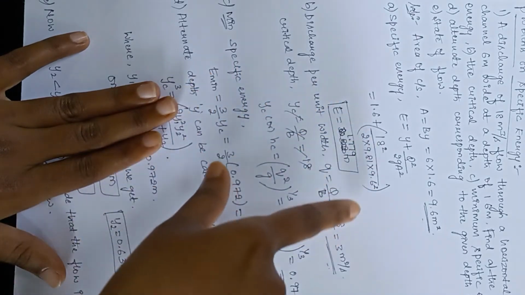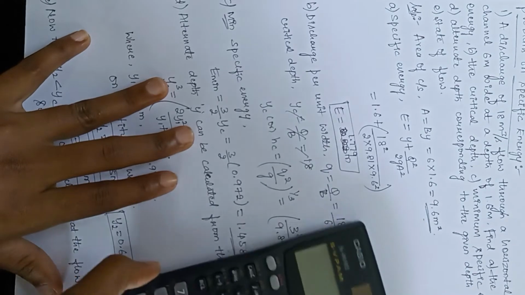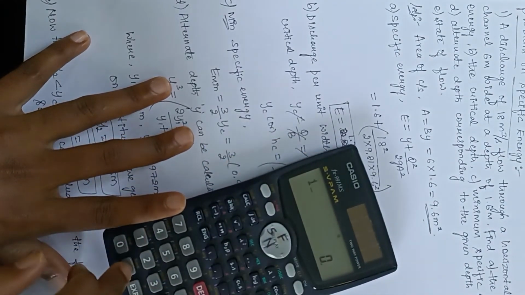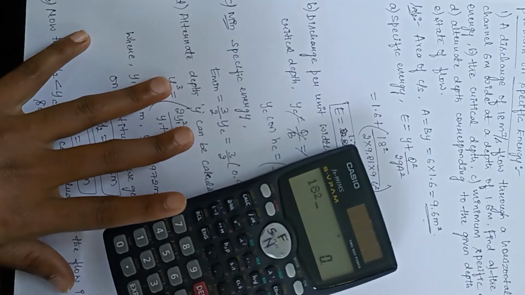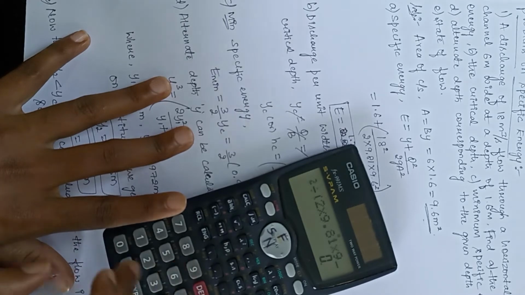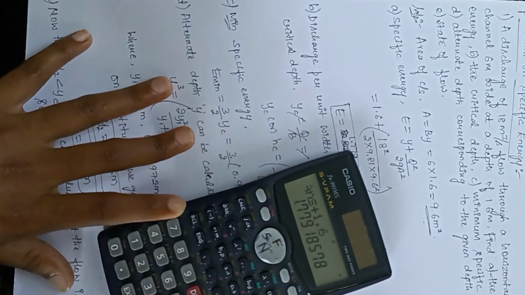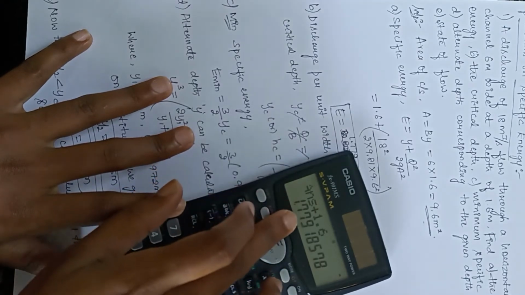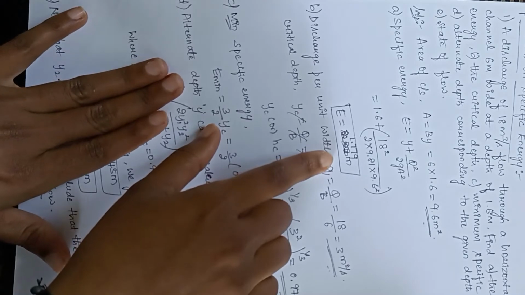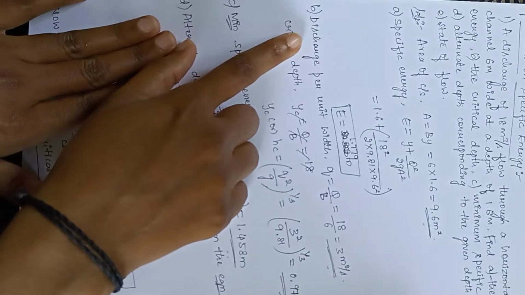Then on substituting all the variables and simplifying the whole equation, we get a value of 1.779. So let us simplify this: 18 square divided by 2 into 9.81 into 9.6 square, plus 1.6. That gives you 1.779 meter. We usually express energy in terms of meter. So that gives you the specific energy. Let us move to the second case.